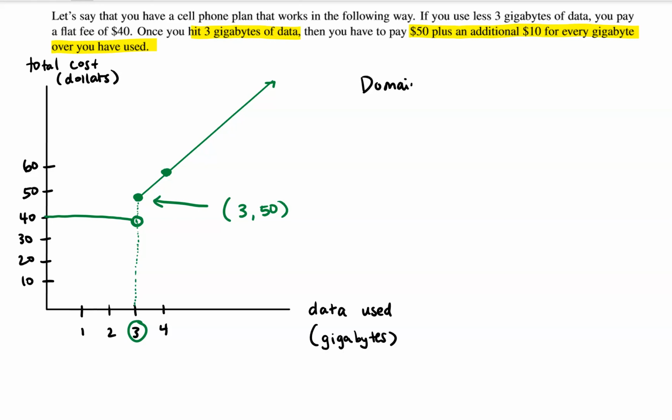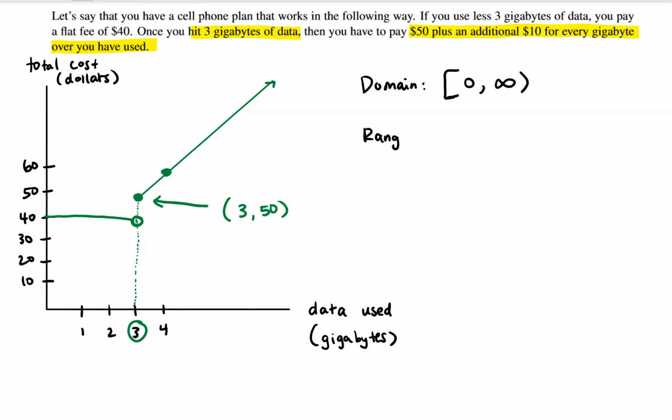The domain is all of the possible input values, or in this case, all the possible number of gigabytes that I could use on my cell phone plan. And it doesn't really make sense to say I used -4 gigabytes of data or any negative number for that matter. So the smallest number of gigabytes of data you could use is 0 gigabytes. And in theory, you could go off and use anything after 0. So our domain is going to go up to infinity.